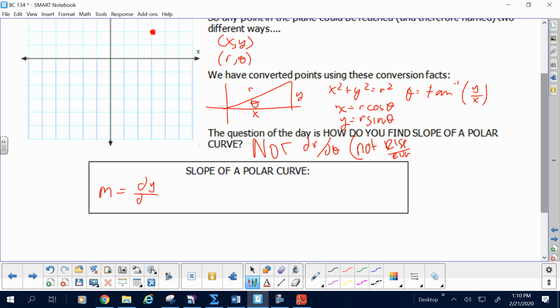Okay, rectangular. You very much need a rectangular component because that's rise and run. How do you find dy? dy d theta over dx d theta. Now that is true, but it requires a little more specificity here.